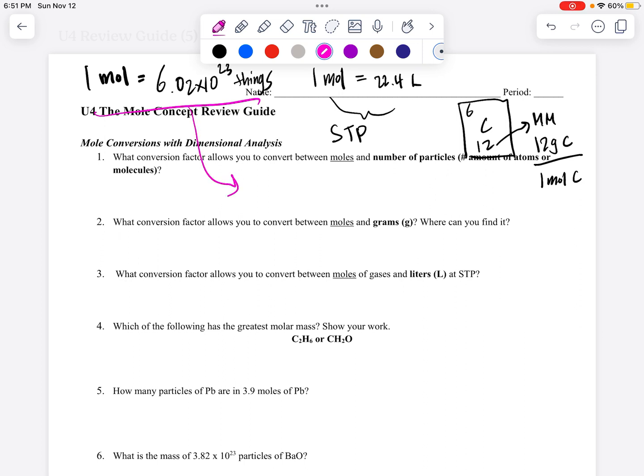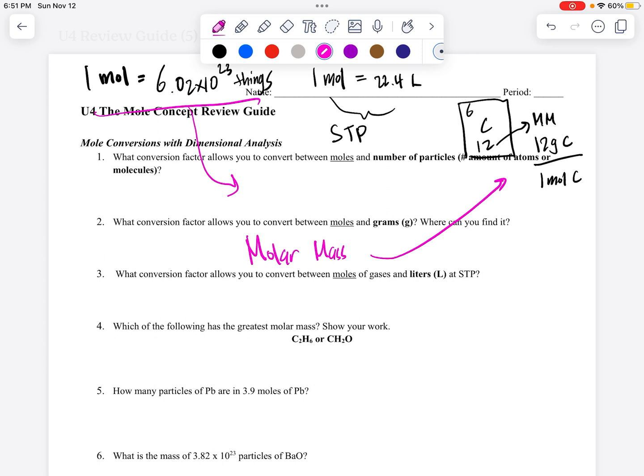So what conversion factor allows you to convert between moles and number of particles? We just did that, right? So that's number 1. And number 2, what conversion factor allows you to convert between moles and grams? That is going to be the molar mass, right? And that is right here, okay? Each element, each compound is going to have its unique molar mass, okay? So that example just now, carbon, it's a single thing, single element. That's why 12 grams of carbon is 1 mole of carbon.